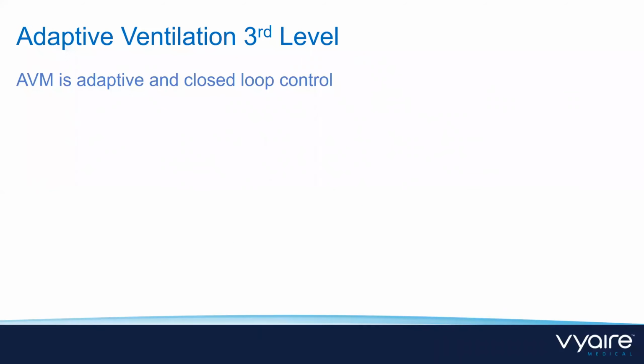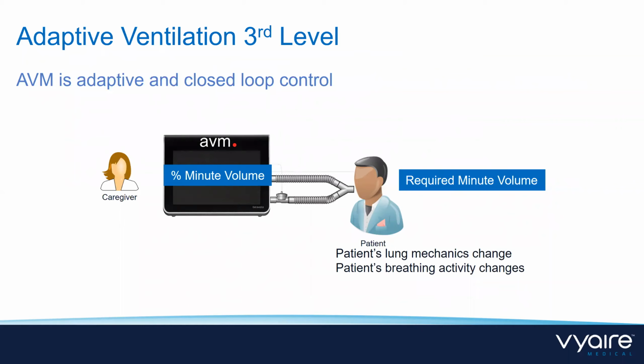The third level of adaptive ventilation would be AVM, because the main and big difference here is that the caregiver just adjusts the minute volume, not the tidal volume, not the rate anymore, just saying to the ventilator, please achieve 6 liter, 7 liter, or even higher minute volume for this patient. The patient requires that minute volume, the lung mechanics are changing and the breathing activity is changing, and AVM keeps the minute volume stable by adapting the inspiratory pressure, the respiratory rate, and also the I to E ratio.